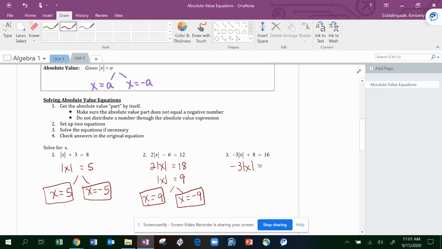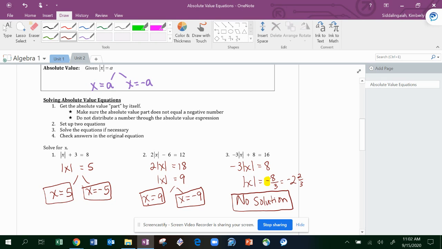So negative 3 times the absolute value of x, I'm going to subtract that 8. And then I'm going to divide by the negative 3. Okay, so I'm going to get negative 8 thirds, like negative 2 and 2 thirds. Yuck. One thing I want to pause on though is I do have a negative number over here. So that means that I'm not going to do branches. I'm going to say there's no solution. Absolute value cannot equal a negative number. So that's just a little preview of what we'll be doing more of on Thursday.